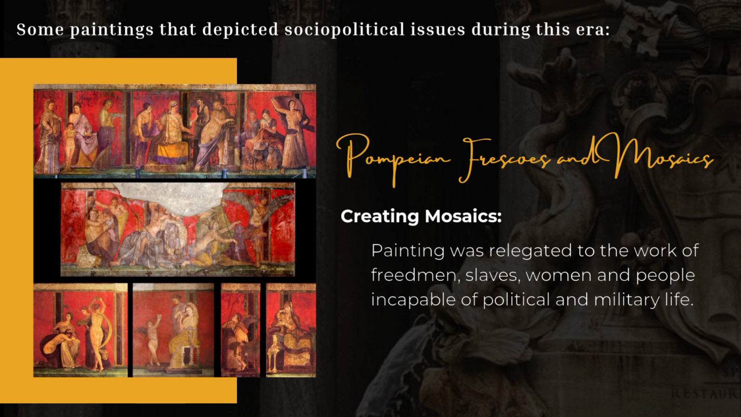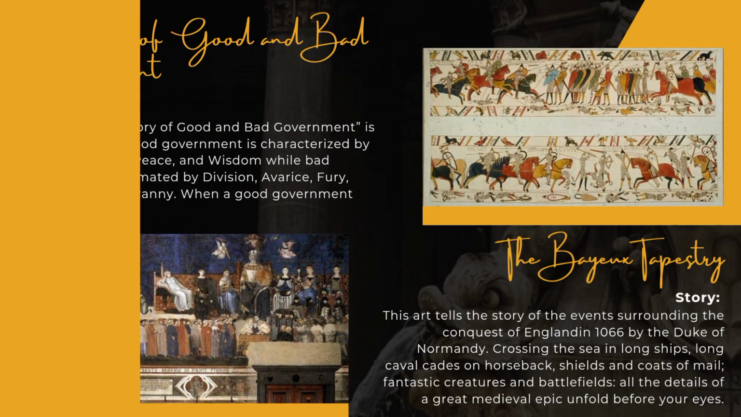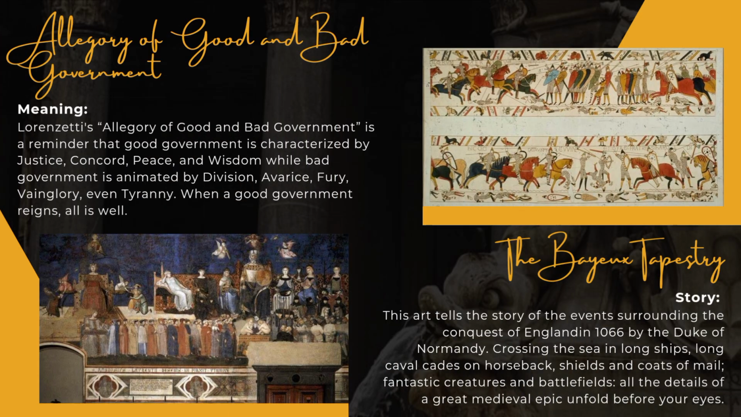The House of the Vettii, for instance, contains numerous depictions that reflect the lives of freedmen who have gained wealth. And for the second artwork, which is entitled Allegory of Good and Bad Government, made by Ambrogio Lorenzetti, which is created in the year 1338. The meaning of the painting is a reminder that good government is characterized by justice, concord, peace, and wisdom, while bad government is animated by division, avarice, fury, vainglory, and even tyranny. When a good government reigns, all is well.